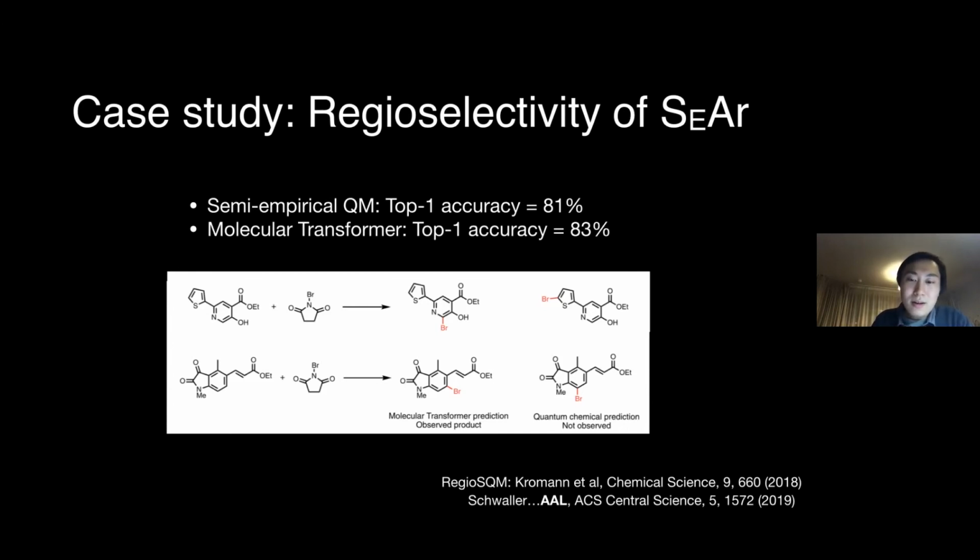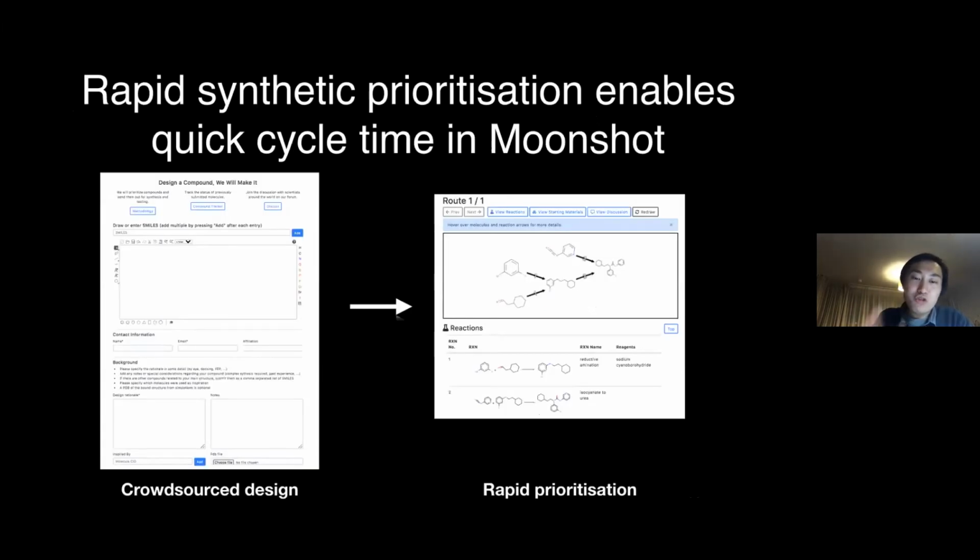So how does that actually help Moonshot? We built this in my academic group over the last few years. That then got integrated into my company Postera, into a product called Manifold, which is then offered for free to Moonshot, where basically we prioritize and generate synthetic routes for every crowdsourced design.